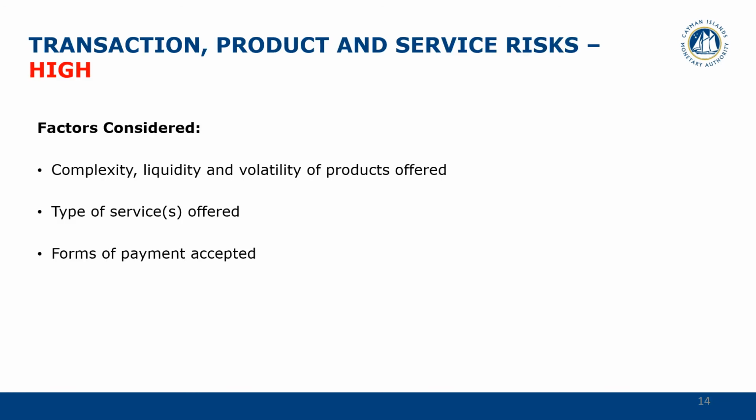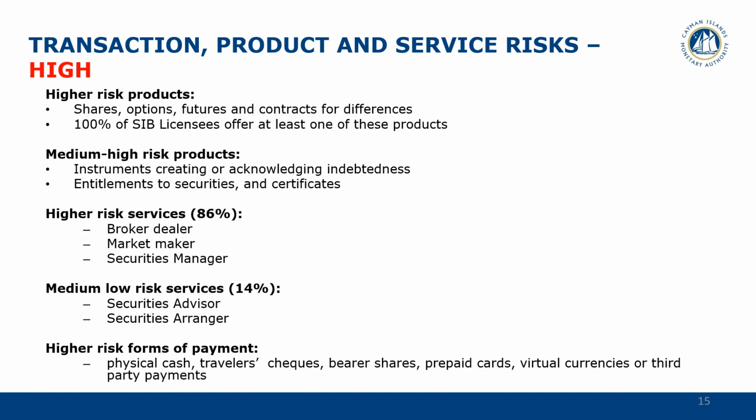The next element considered were the transactions, products and service risks in the SIB licensee sector. Now this particular category was deemed high risk. And the factors considered here were the complexity, liquidity and volatility of the products offered, the types of services offered, and the forms of payment accepted. When looking at this sector and the transactions, products and service risks, it was deemed helpful to further break down some of these products to further nuance the risks associated with them. For example, there were some products that were certainly viewed as higher risk than others.